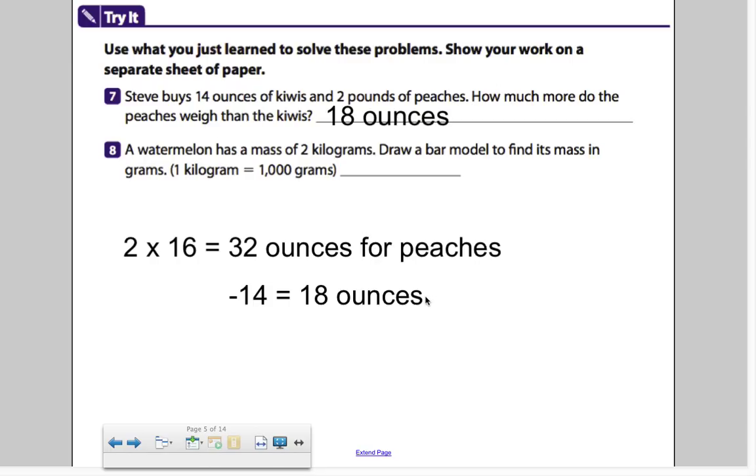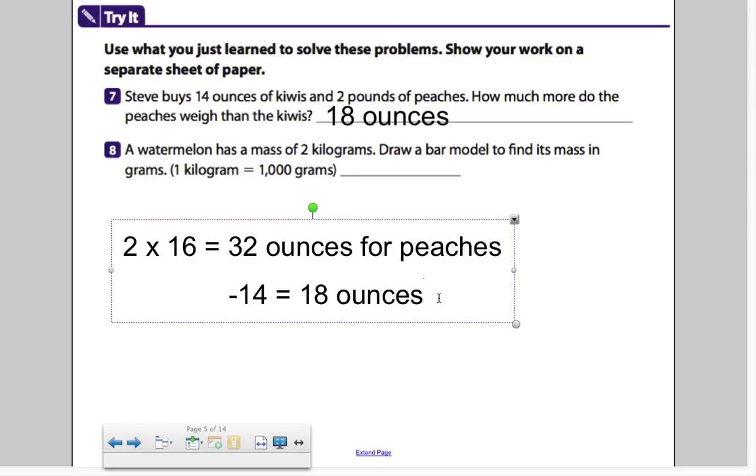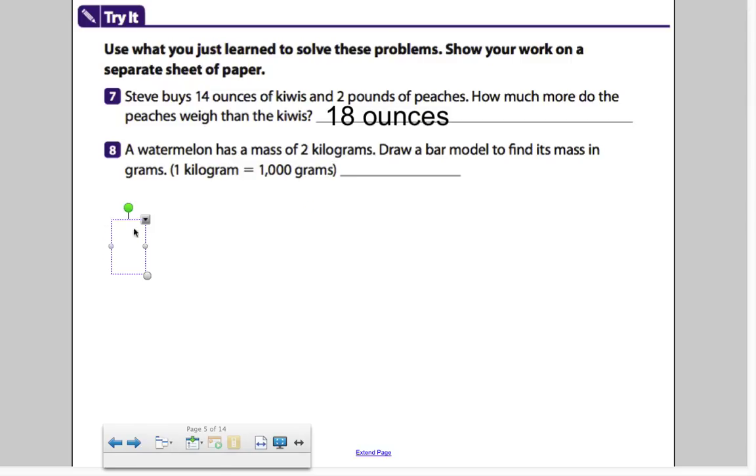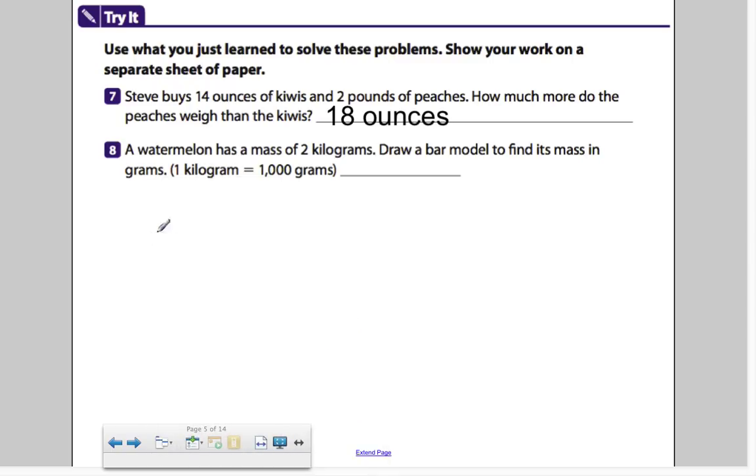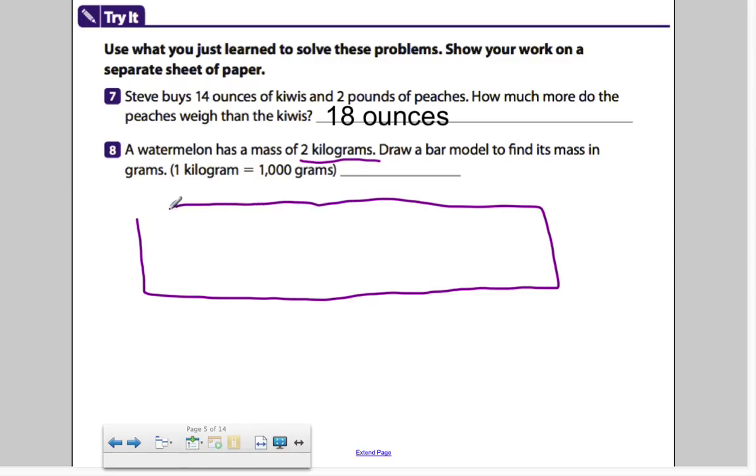Let's look at number 8. A watermelon has a mass of 2 kilograms. Draw a bar model to find its mass in grams. 1 kilogram equals 1,000 grams. This is actually not hard. So they want you to draw a bar model. A watermelon has a mass of 2 kilograms, so we're going to draw a little box, or a rectangle, I should say, and we're going to cut it in half.